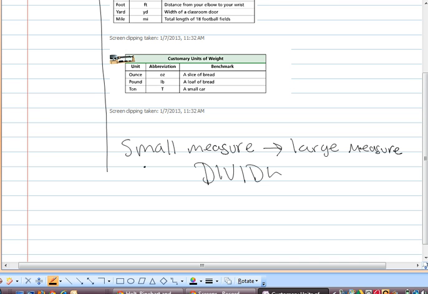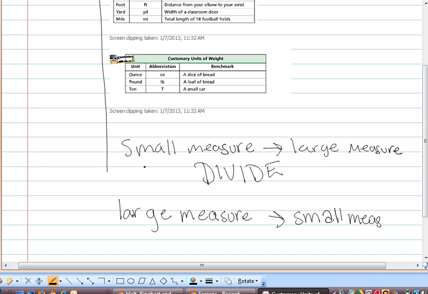And if you're going the other way, you're going to multiply. So if you're going from a large measurement to a small measurement, you're going to multiply. The reason for this is because it takes a whole lot more inches to fill up the same amount of space as it did a foot. So you're going to multiply your measurements.